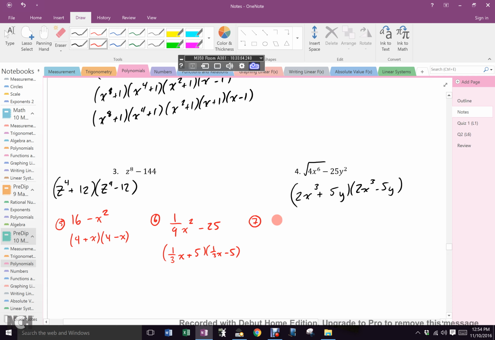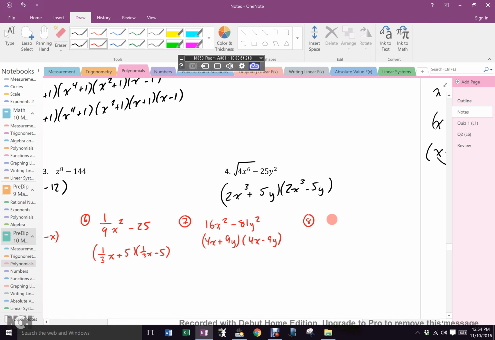Number 7 is this. 16x squared minus 81y squared. Cool? Yeah. Why? It's different squares. Okay, so what do I do? Square root them. Square root the first one, which is what? 4x plus the square root of the second one, 9y. And then do it again with the minus between them. Everybody's still cool. I'm going to slow down a little bit here because it's about to get a little crazy. Is everyone okay with that? Okay.